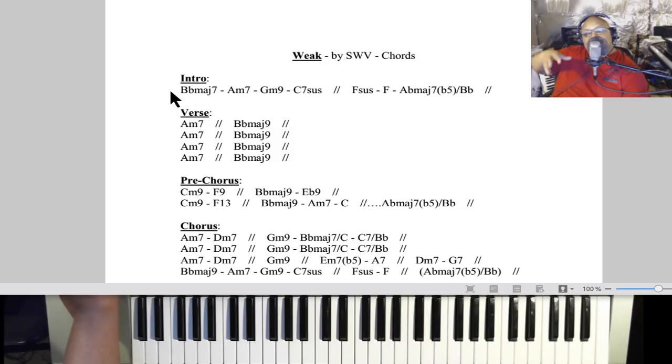If on the video I'm saying, here's the intro to the song, here are the chords to the intro of the song, then you look right here. Then you can see, okay, the first chord is going to be a B flat major 7. The second one is going to be an A minor 7 chord, G minor 9 chord, C7 suspended chord. That should be suspended 4. But when you don't see a number next to it, it's always 4. If you don't see a number next to it, then you have an F suspended chord, then the F major chord, and then you have an A flat major 7 chord over B flat, and you want to take the fifth of the A flat and flat it.